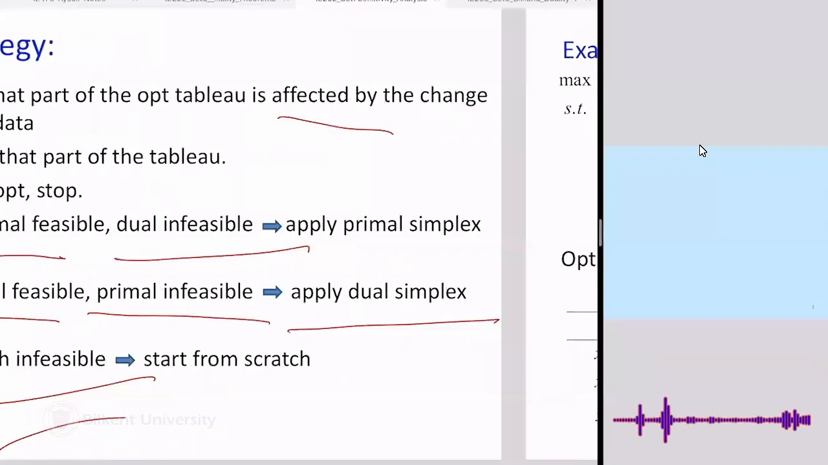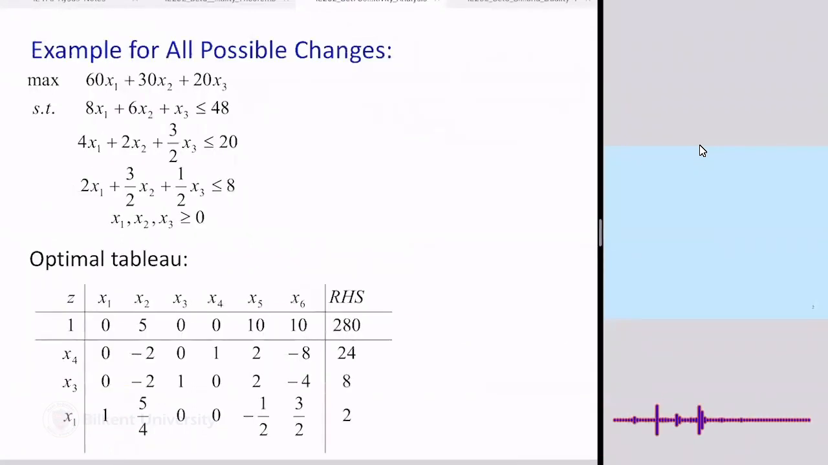Okay, this is the example that we will be using for all the possible changes that we're going to discuss. Okay, so we have a maximization problem, okay, with enough slack variables. So we have 3 legitimate variables and 3 slack variables, all right? And this is the optimal table given to you. Now, one at a time, we're going to discuss all possible changes.